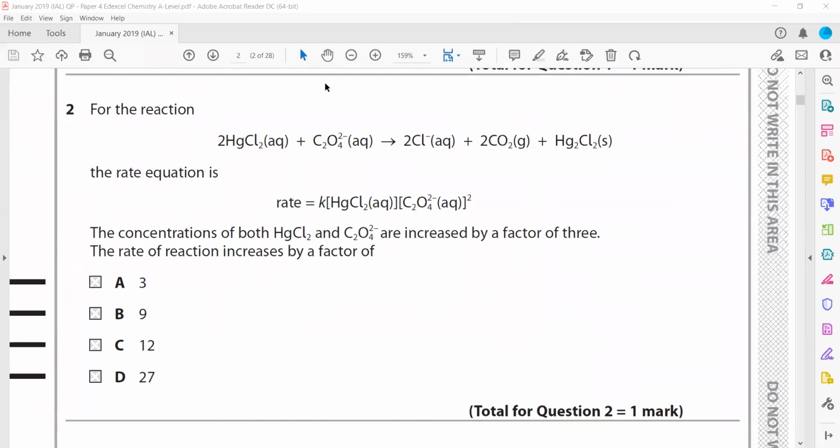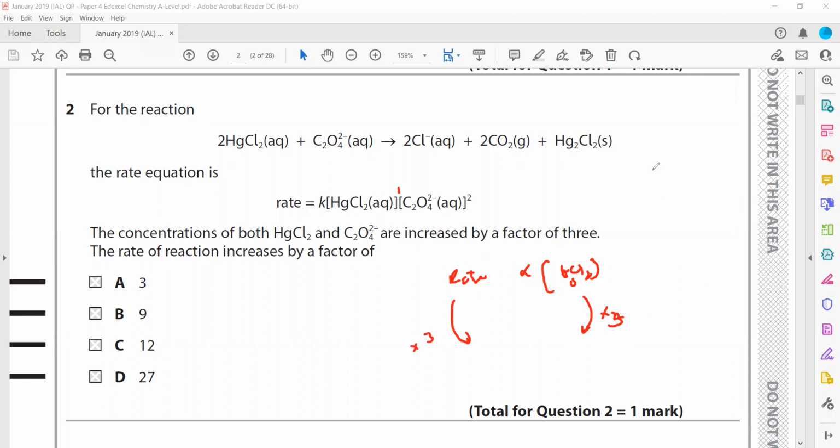Then the second question, for the reaction of HgCl2 with C2O4 2- to give 2Cl- plus CO2 plus mercury chloride. The reaction is first order with respect to mercury chloride and second order with respect to C2O4. The question is, the concentration of both increases by a factor of 3. The rate is proportional to the HgCl concentration, first order, so if this is 3 times, the rate will also be 3.